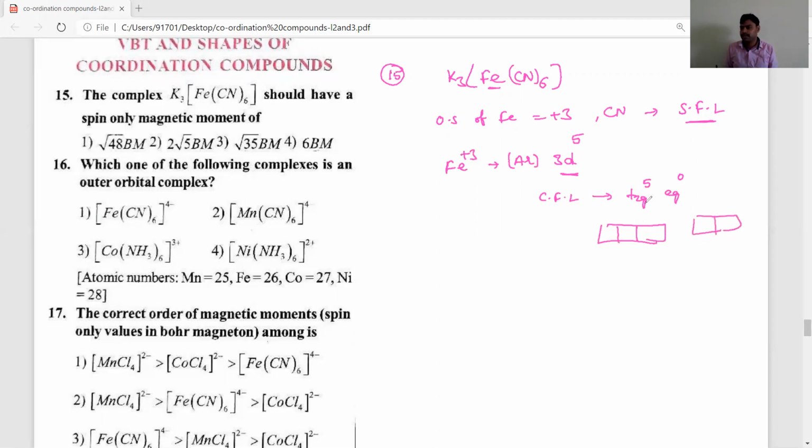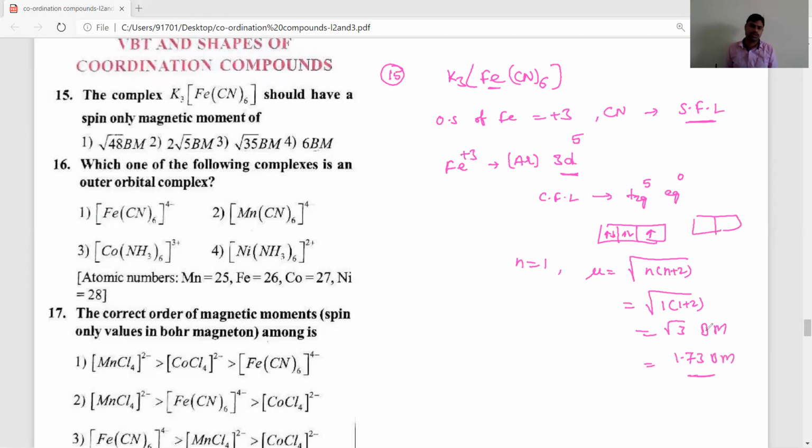Triply degenerate orbitals means 3 d orbitals are present. Out of the 3 d orbitals, 5 electrons we need to distribute. So first 2 will be paired and 1 unpaired electron is present. n is equal to 1. The magnetic moment mu equals root over n into n plus 2 Bohr magnetons, so root of 1 into 1 plus 2, which is root 3 Bohr magnetons. Root 3 value is 1.73 Bohr magnetons.